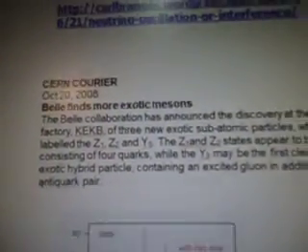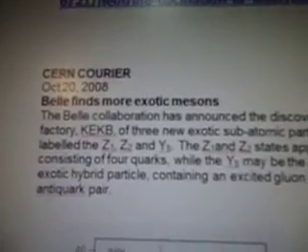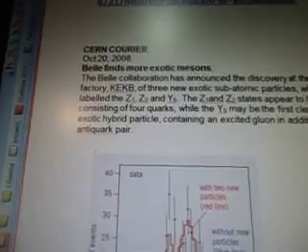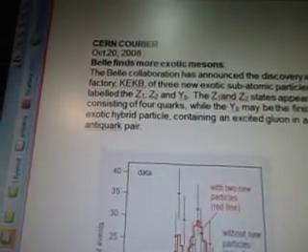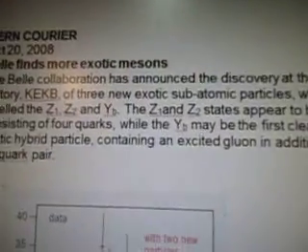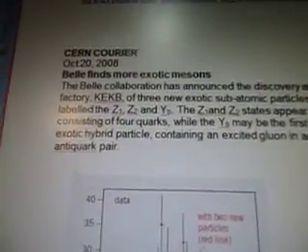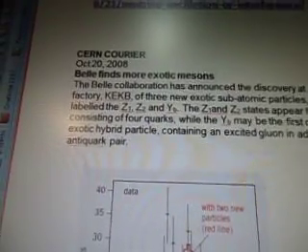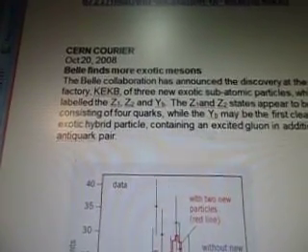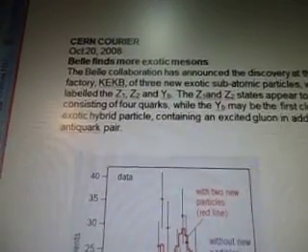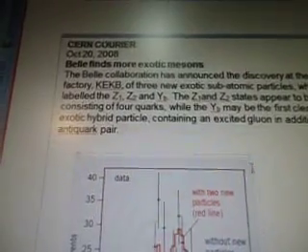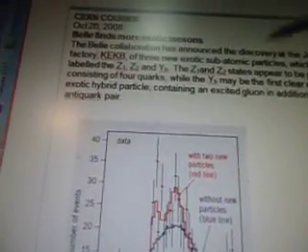article that I found, CERN Courier, October 20, 2008, Belle finds more exotic mesons. The Belle collaboration has announced the discovery at the Japanese B factory KEKB of 3 new exotic subatomic particles, which they have labeled the Z1, Z2, and YB. The Z1 and Z2 states appear to be particles consisting of 4 quarks, while the YB may be the first clear example of an exotic hybrid particle, containing an excited gluon in addition to a quark-antiquark pair. So if we have an excited gluon, we can use this YB in our formulation as well.